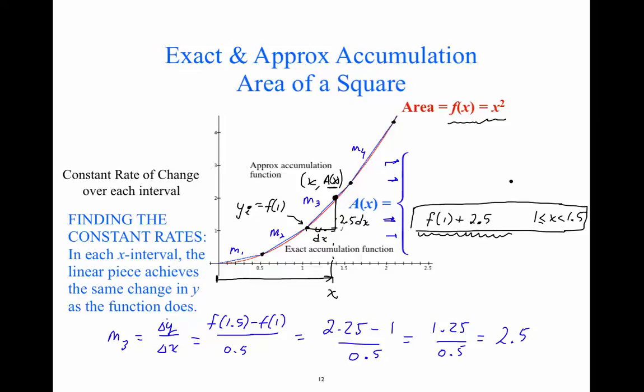What is dx in interval 3? In interval 3, what is dx? Do you know? Not 0.5. It could be any, right? So dx starts from here and it increases here, like this.